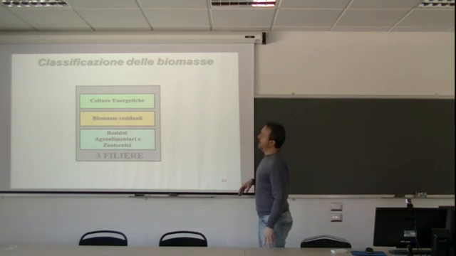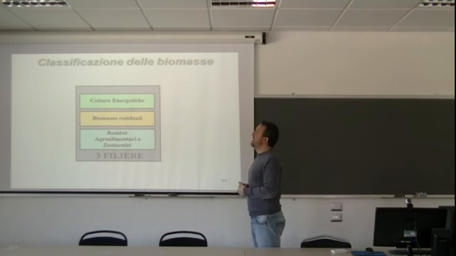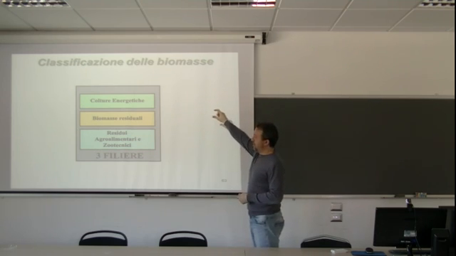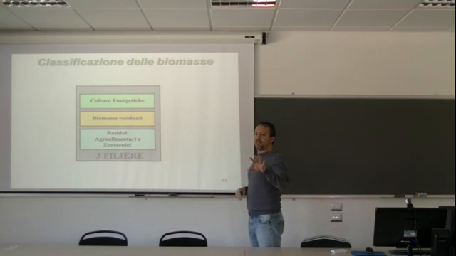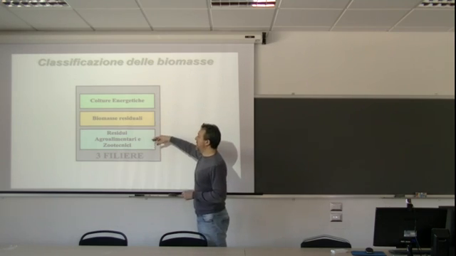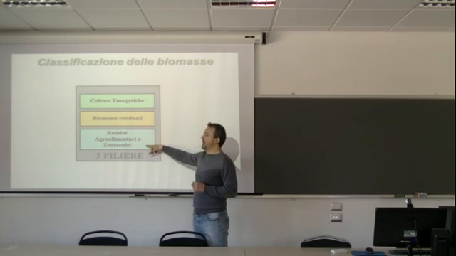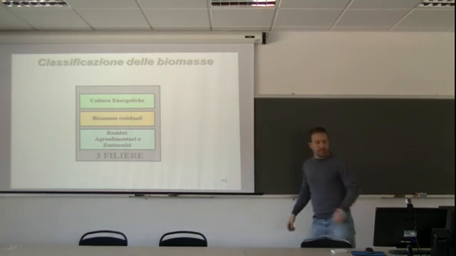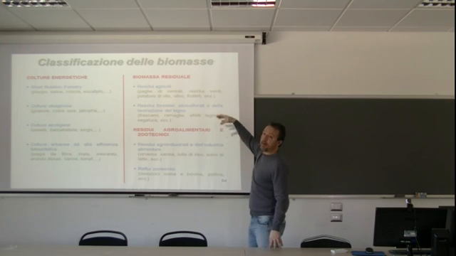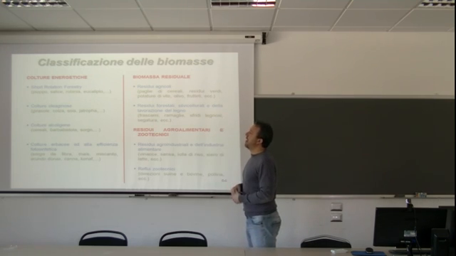We usually divide the biomass into three pathways. From 5 sectors we have reduced it into 3 pathways: energy crops, biomass residues, and biomass from agro-industrial and zootechnical sector. Okay? And these are some examples of the 3 pathways.